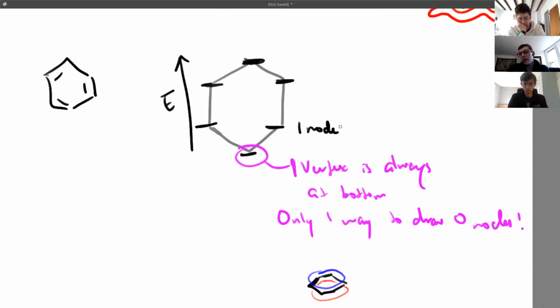When there's one node, you could draw it a couple of different ways. You could draw it going through the bonds, or you could draw it going through the vertices. That's how you could have your nodes.